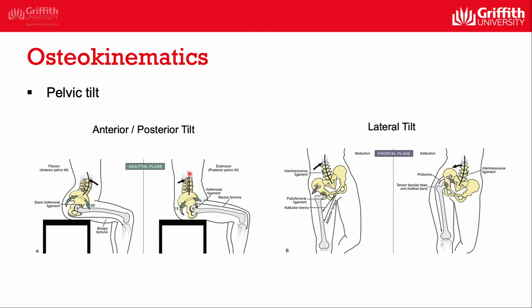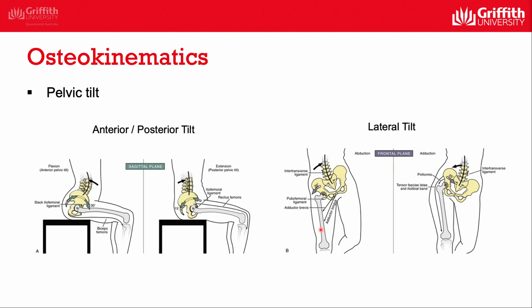The trunk or the lumbar spine is where there'll also be movement. In the first instance, with an anterior pelvic tilt, there is an increase in lordosis, while during posterior pelvic tilt, there is a reduction in lumbar lordosis. So this is movement in the sagittal plane.